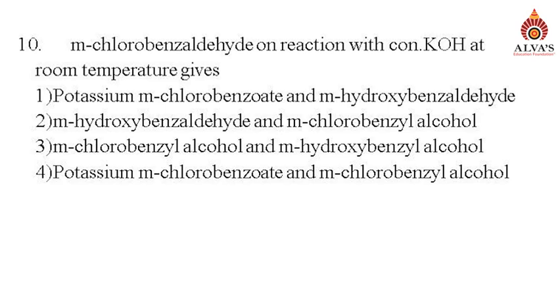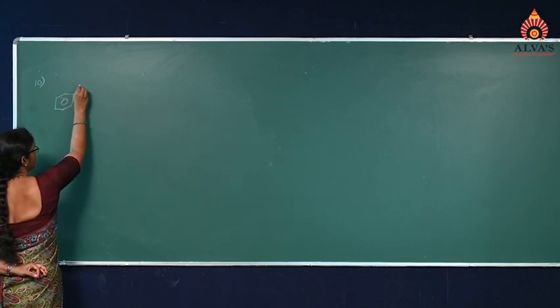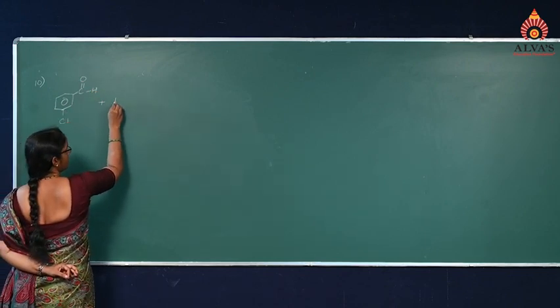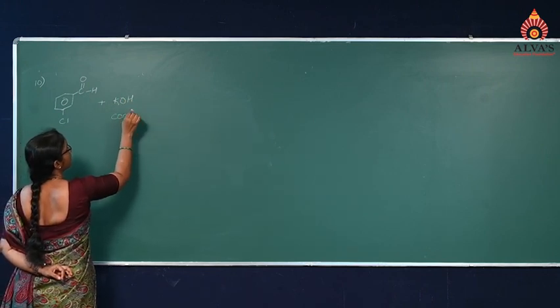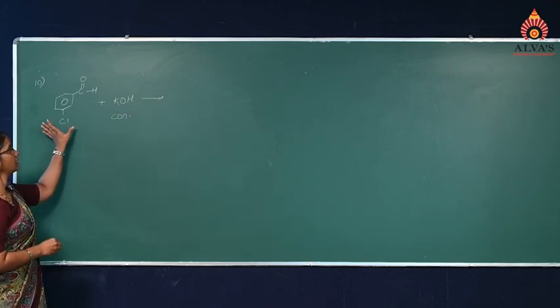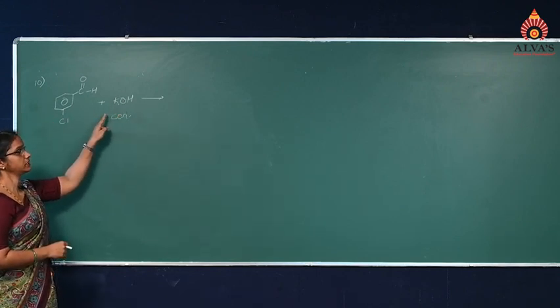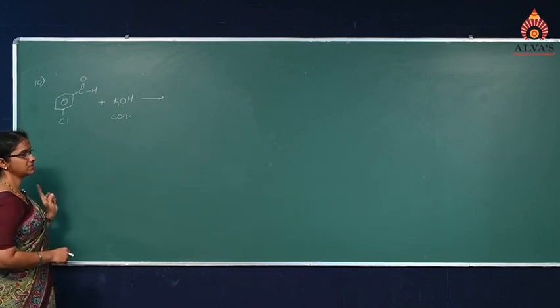m-Chlorobenzaldehyde on reaction with concentrated KOH at room temperature gives. Now I have my meta-chlorobenzaldehyde as follows, and we are making it react with concentrated KOH. When you look at the situation, we find that we have an aldehyde which does not have alpha hydrogen, and the reagent used is a strong alkali, which tells us that the reaction is Cannizzaro's reaction.